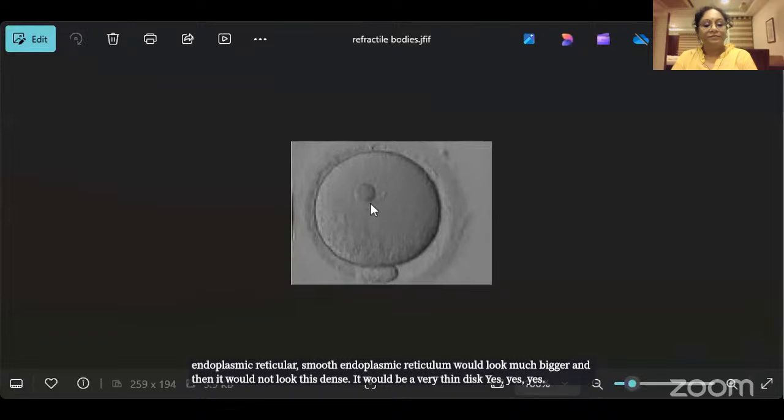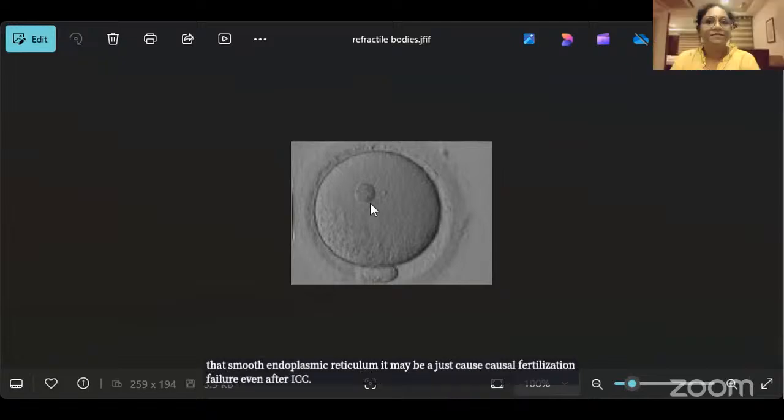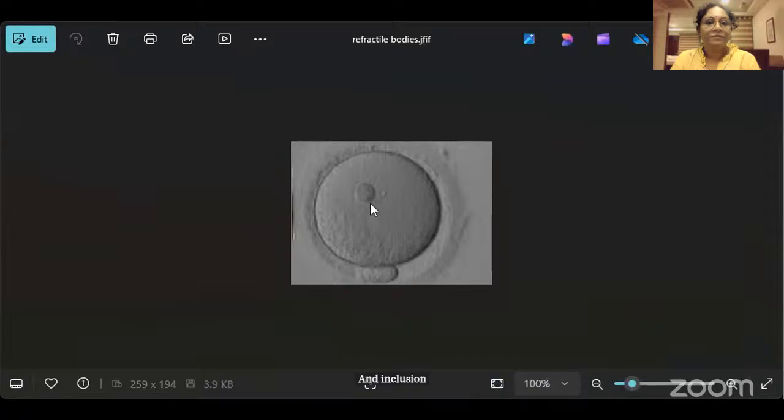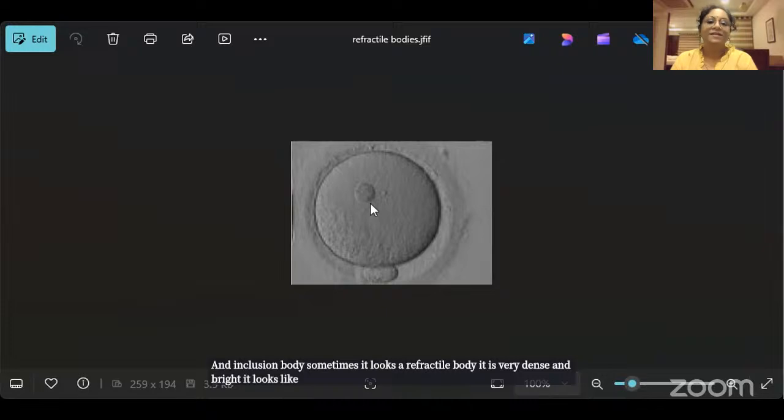You know that smooth endoplasmic reticulum may be a cause of fertilization failure even after ICSI. And an inclusion body sometimes looks like a refractile body. It is very dense and bright under the microscope.